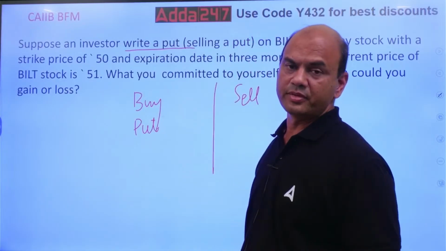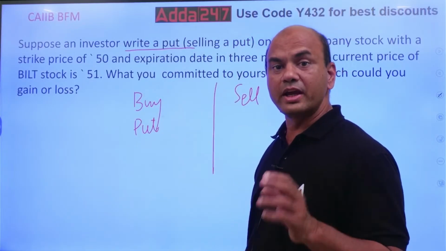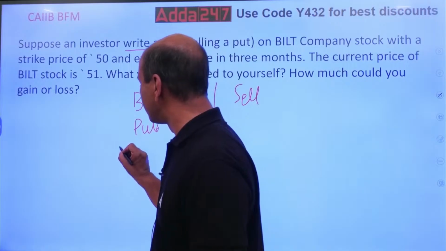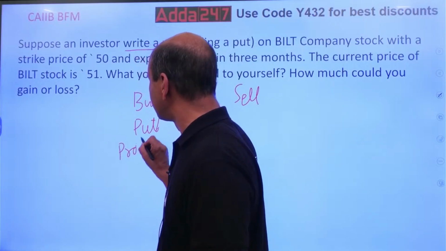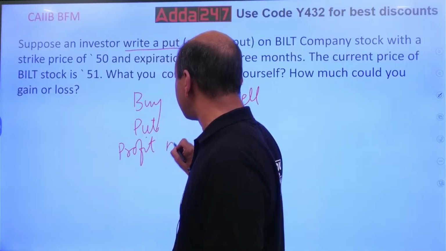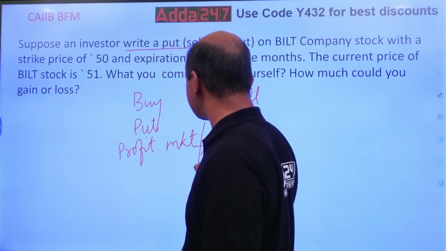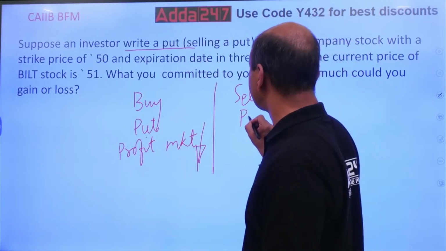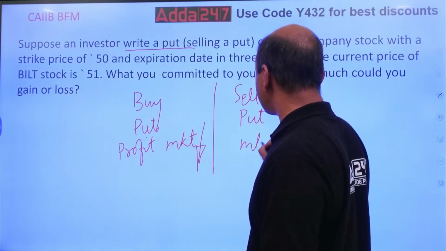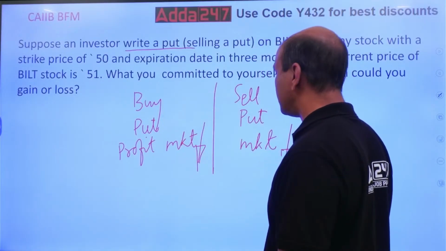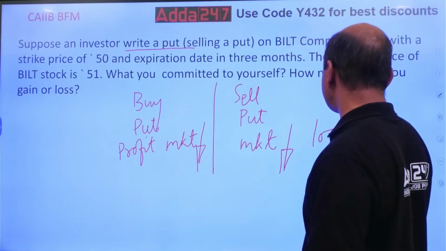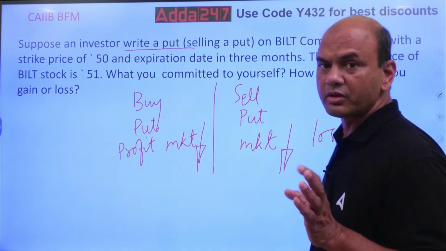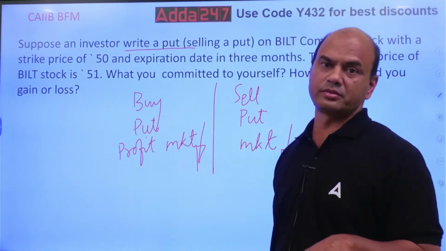Whenever you buy the put, you gain when the market goes down. Your profit is when the market or rate is down. Market down means rate is down. Whenever you sell the put and the market is down, you will have a loss. Kindly note, the buyer of the put option will always have gains when the market goes down.